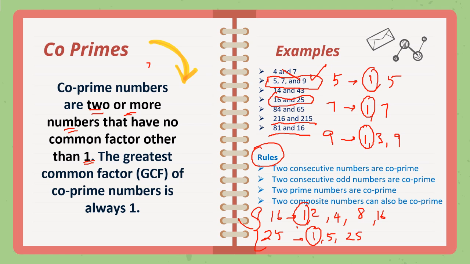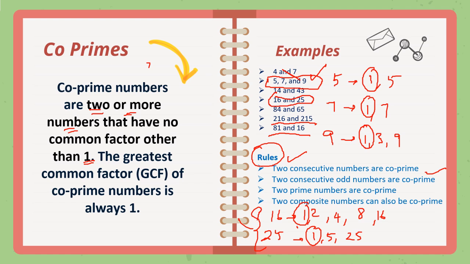So if you take 8 and 9, 9 and 10, and then let's say 12 and 13, or let's say 14 and 15. See, the examples that I'm quoting are such that they are composite numbers. Got it? So two consecutive numbers are always co-primes to each other. And the second rule is that two consecutive odd numbers are again co-primes to each other. So that is how I said 5, 7 and 9. Got it? So they are consecutive odd numbers.